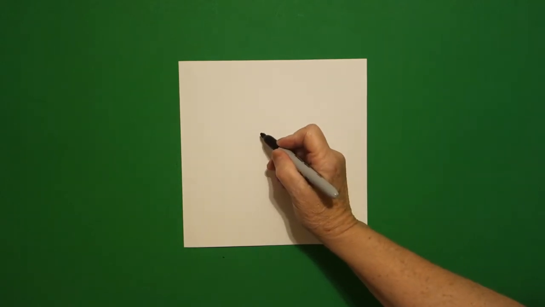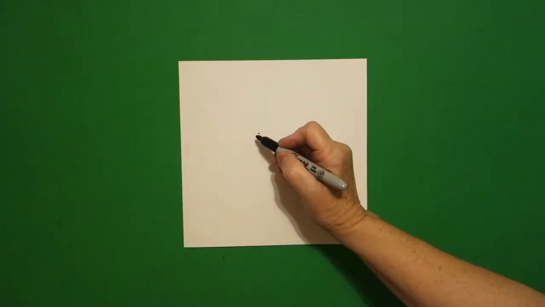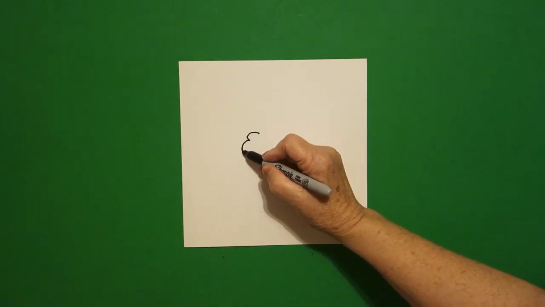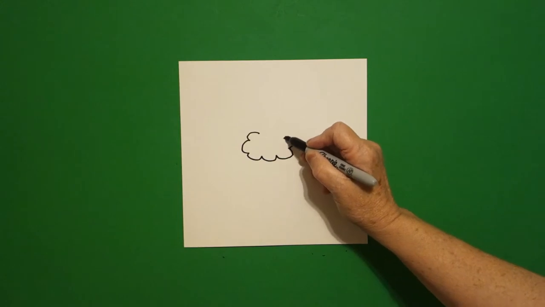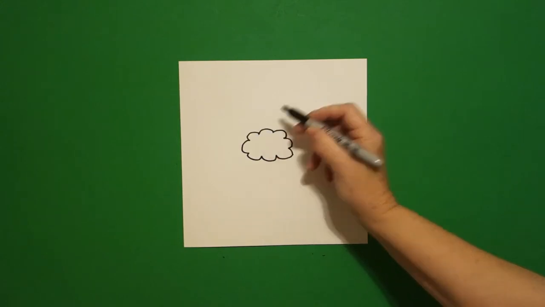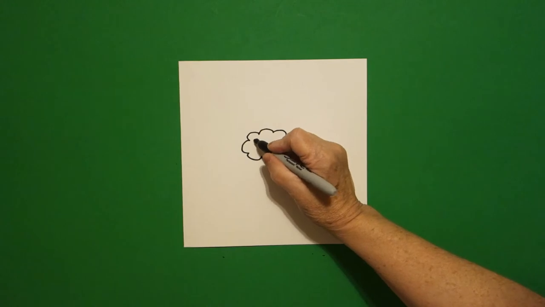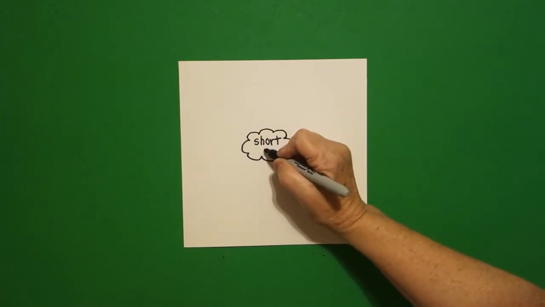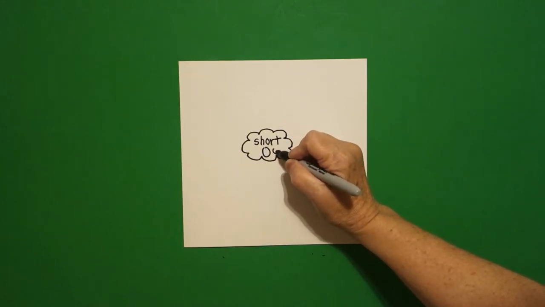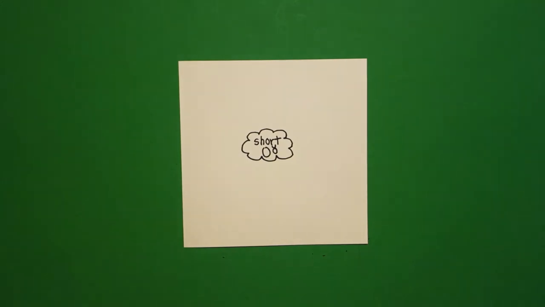Okay, let's draw. Today's project is how to draw words with the short vowel O. I'm going to put a dot right there in the center, and I'm going to draw a curved line, curved line, curved line, and connect. So I don't forget what I'm doing, I'm going to write the word short, and then I'm going to write the letter O. And this little curved line is the symbol we use to show that that letter is a short vowel.